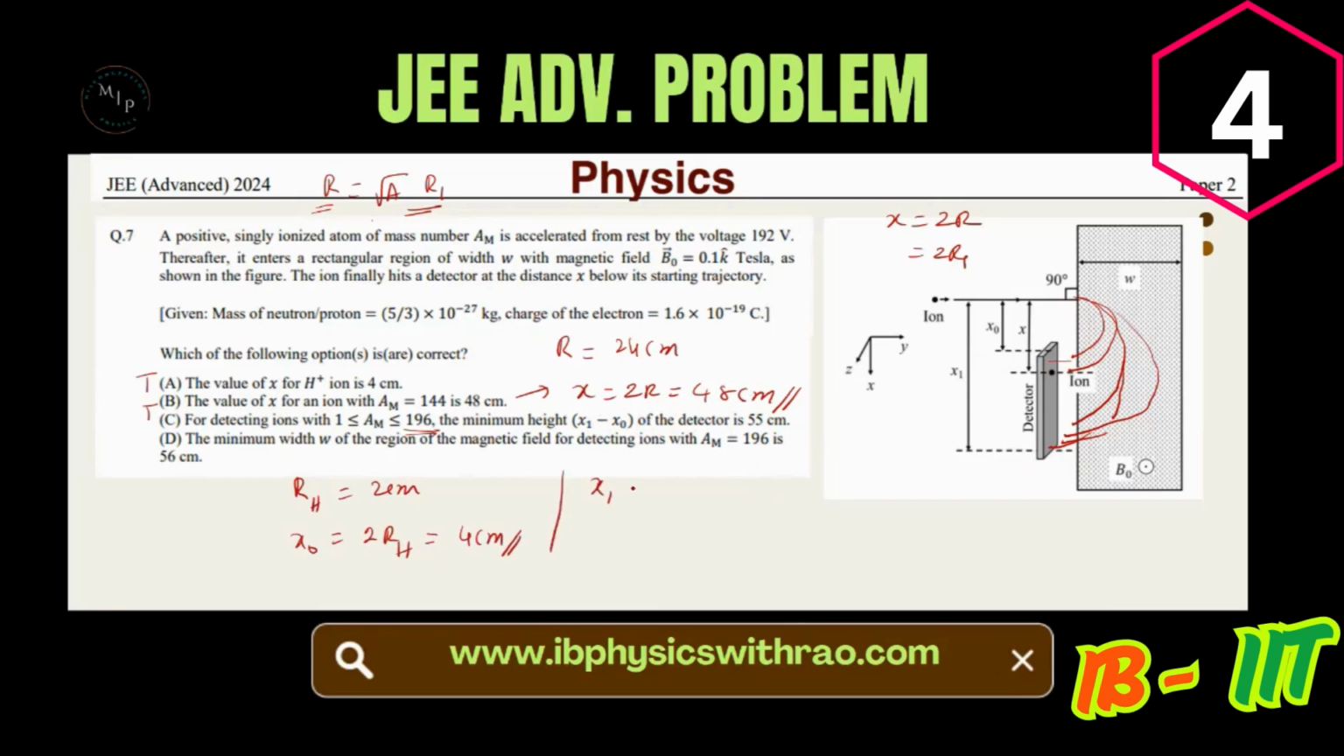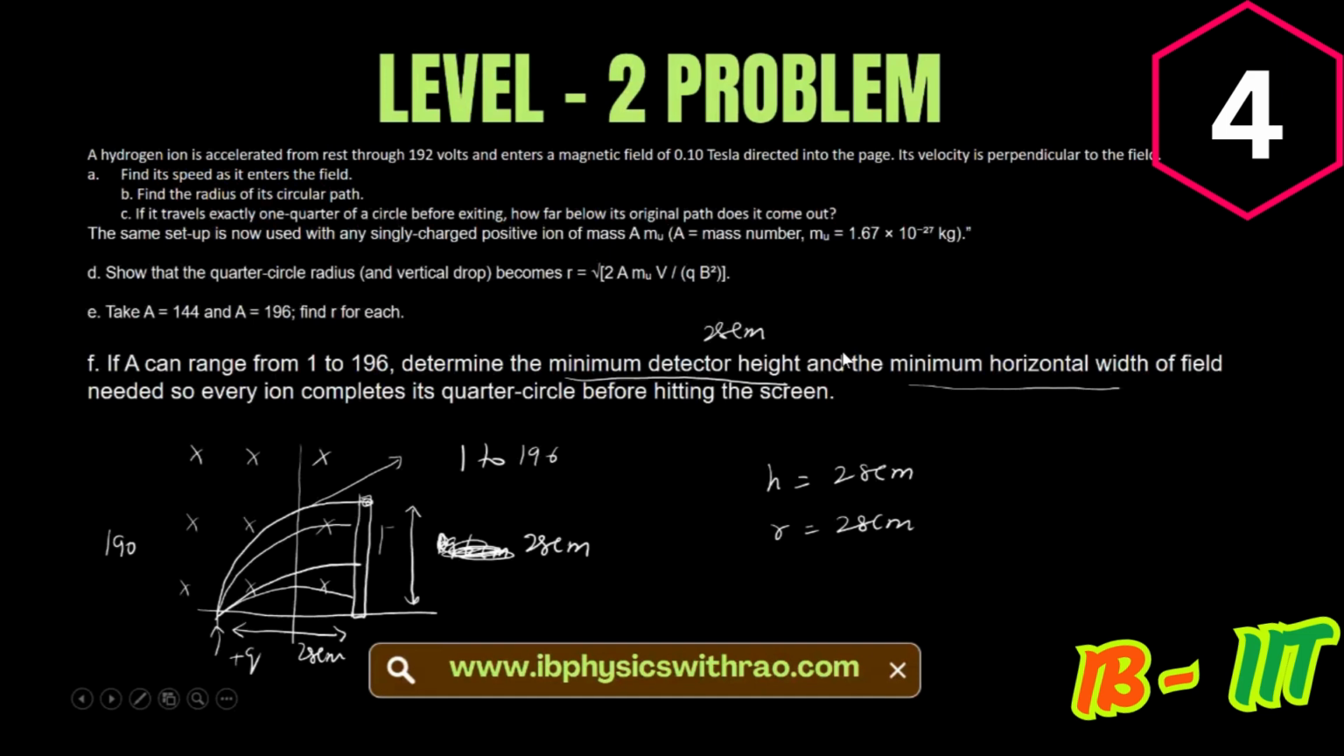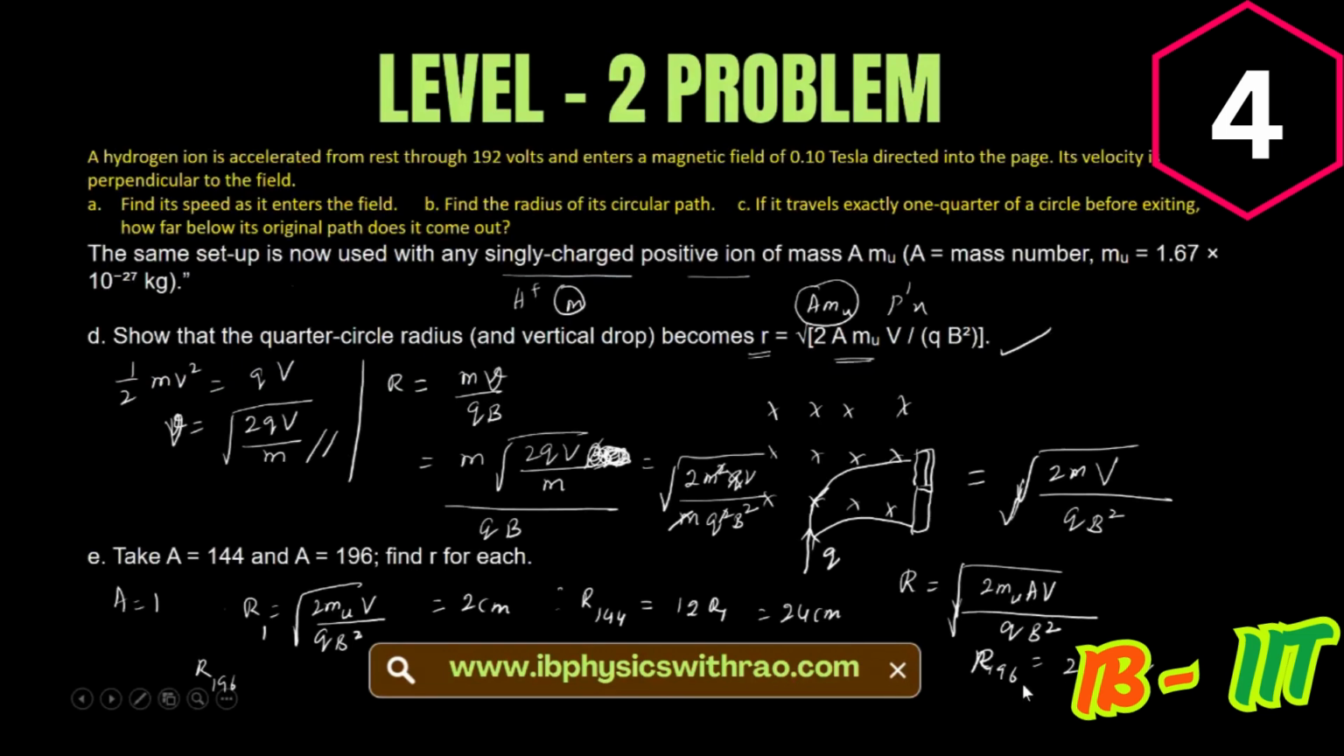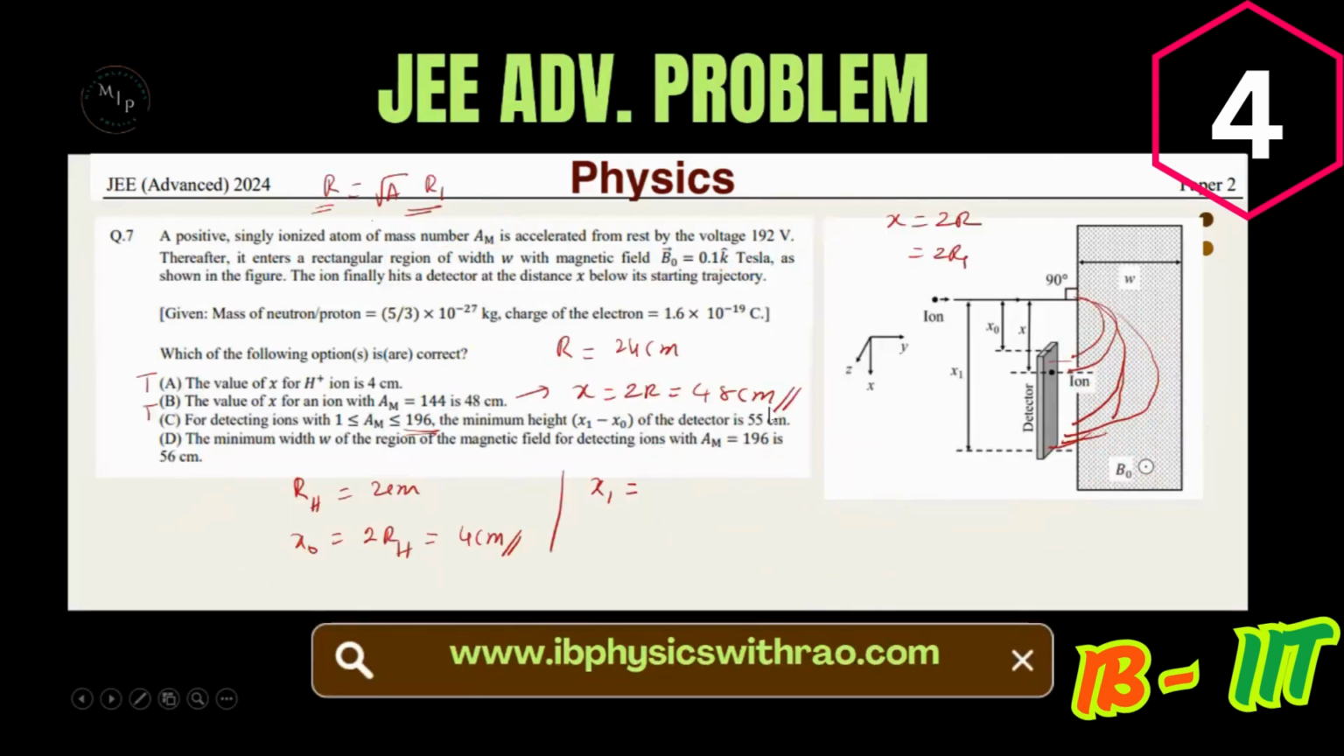And similarly, if I take x1 for example, what is x1 here? This is for the 196 nuclei. What was x1? Let me go back and see. For 196, what is the value we have calculated? 28 centimeter, right? So we'll take this. Not x1, R196. I'm sorry, R196 was seen to be 28 centimeter. So therefore, if it is double the radius, that means your x1 should be 2 times 196, which should be 56 centimeter, right?